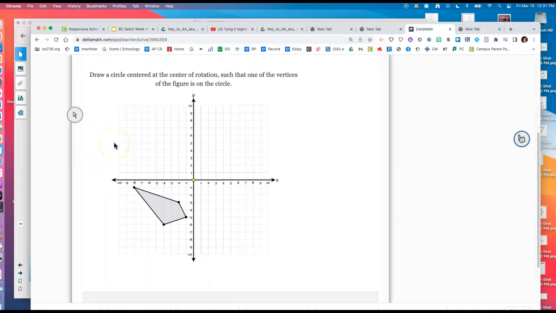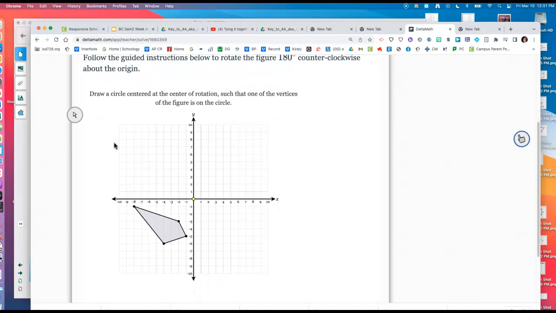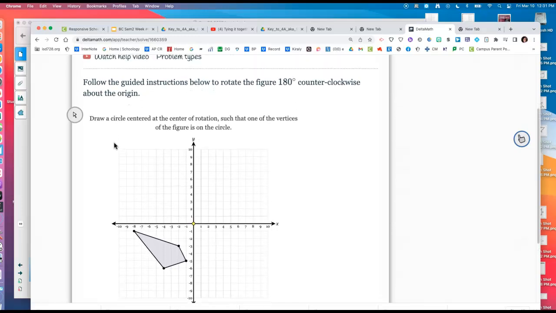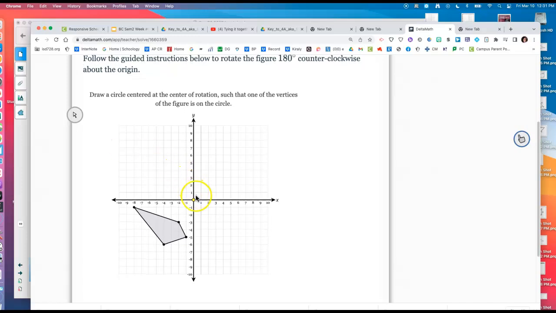What does it say I'm supposed to do? I'm going to be rotating this figure 180 degrees. I'm going to have the computer do it for me, and I'm going to see if there's a pattern. It says draw a circle at the center of rotation, which is the origin, unless otherwise told. So I've got my hand hovering over the origin, the yellow dot, so that one of the vertices is on the circle. I'm going to get that first one right there. So I just made a circle with this vertex on the circle.